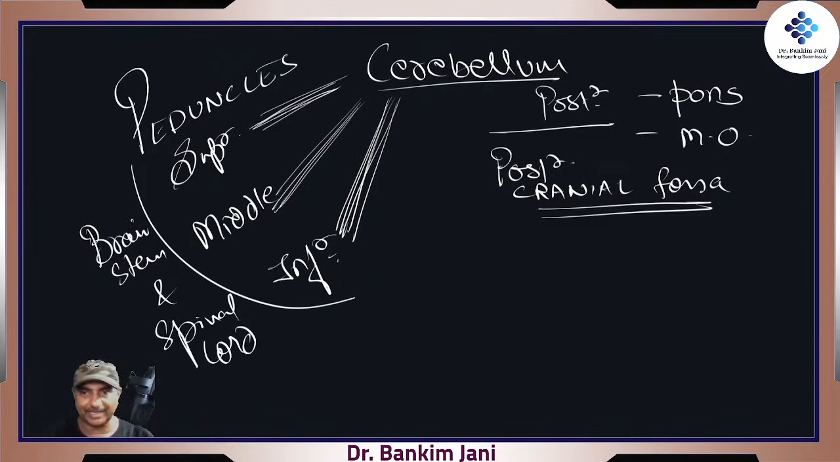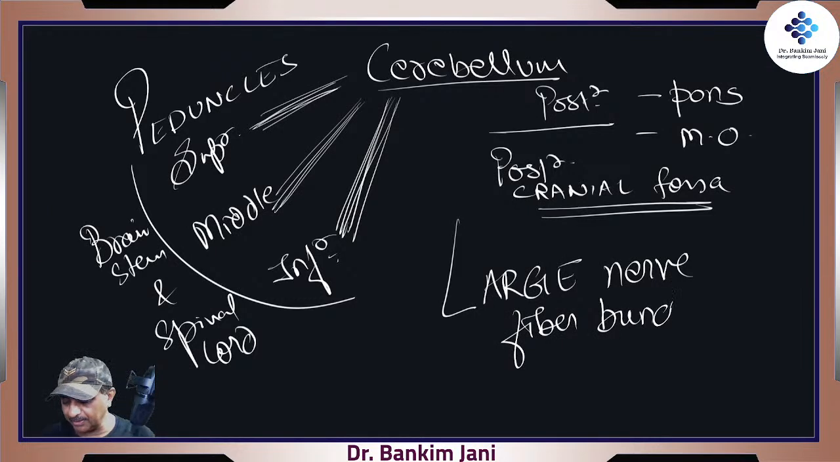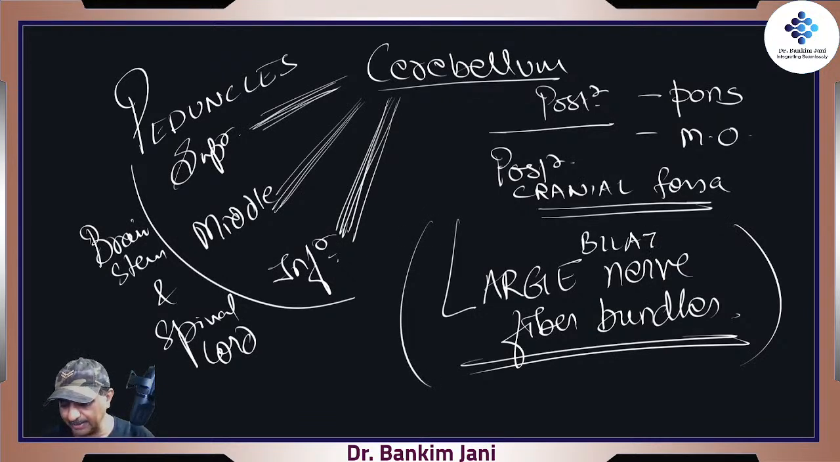Why should it happen that everyone is getting connected to the cerebellum? The reason is that all these peduncles are not just structures, but in fact large nerve fiber bundles. They are bilateral, present on both sides. That means they will be carrying some very important information towards the cerebellum.